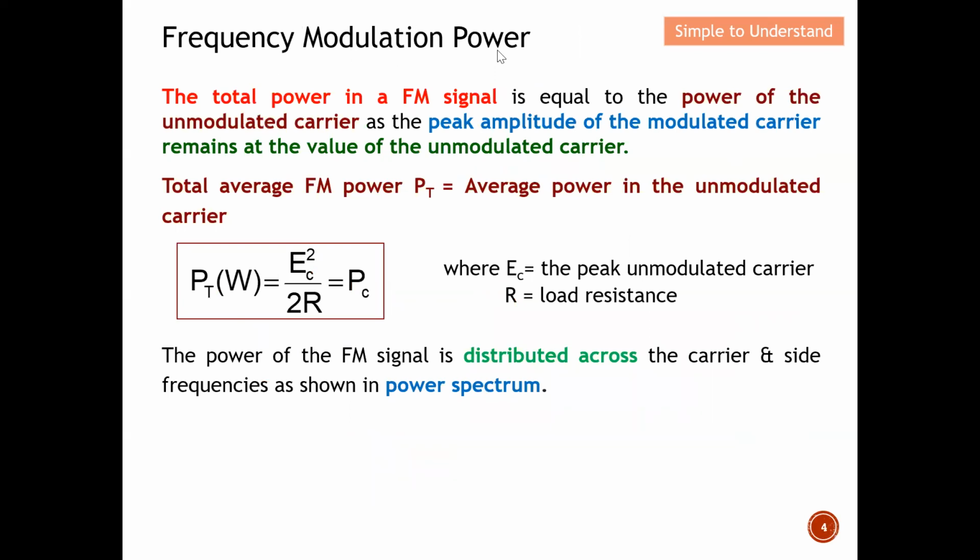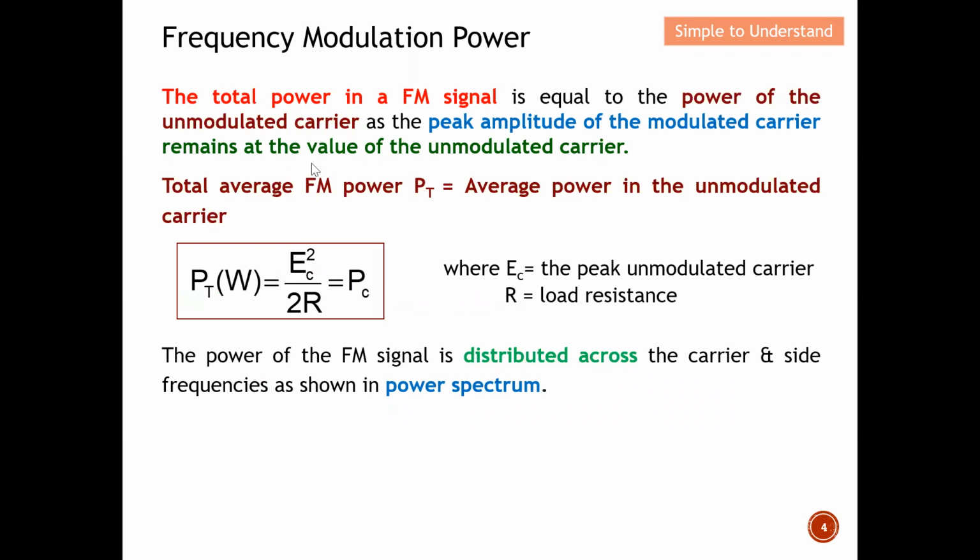Let's talk about frequency modulation power. The total power in an FM signal is equal to the power of the unmodulated carrier, as the peak amplitude of the modulated carrier remains at the value of the unmodulated carrier. Which means that the total power for an FM signal is actually equal to the power of the unmodulated carrier. Even with information on the modulated signal, the power is exactly the same as the power of the unmodulated carrier, as the peak amplitude of the modulated carrier and the unmodulated carrier are exactly the same. And therefore the power of the modulated FM signal is exactly the power of the unmodulated carrier.